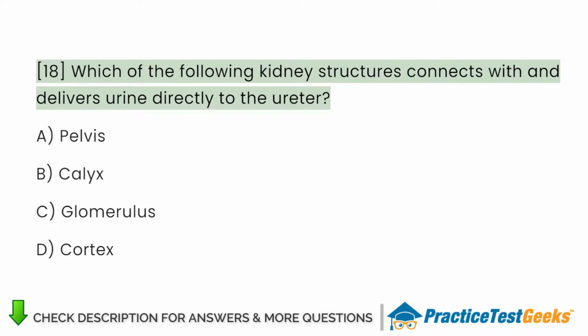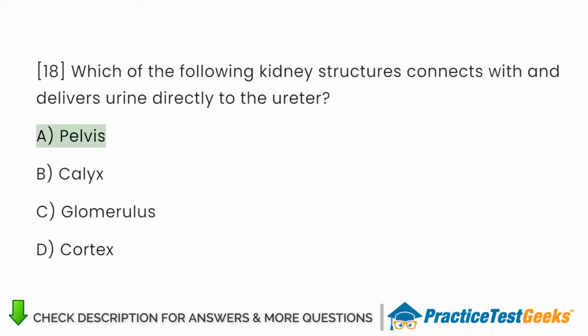Which of the following kidney structures connects with and delivers urine directly to the ureter? A. Pelvis. B. Calyx. C. Glomerulus. D. Cortex.